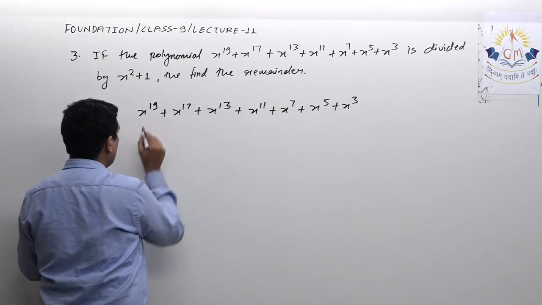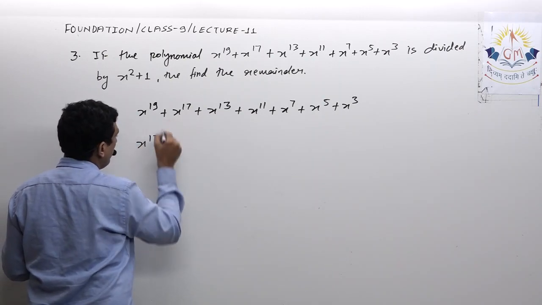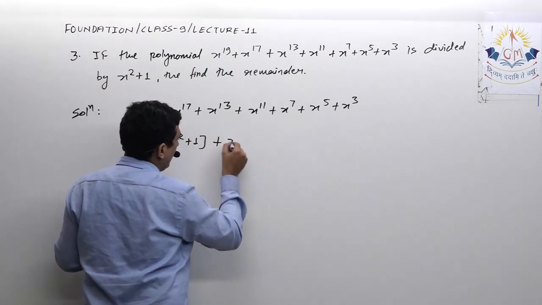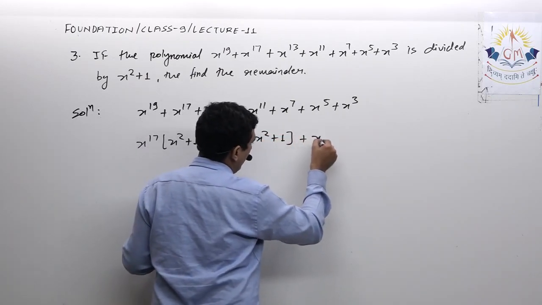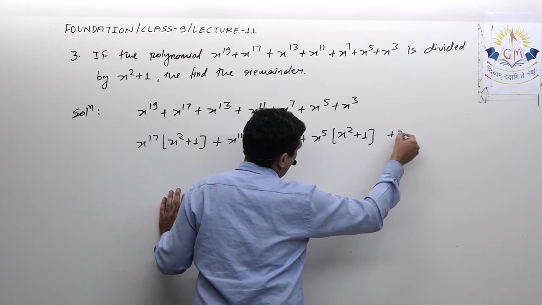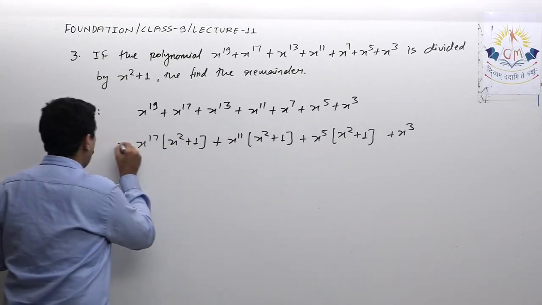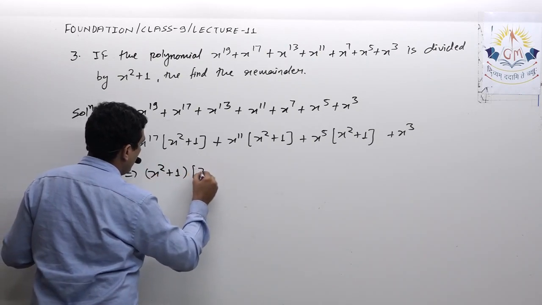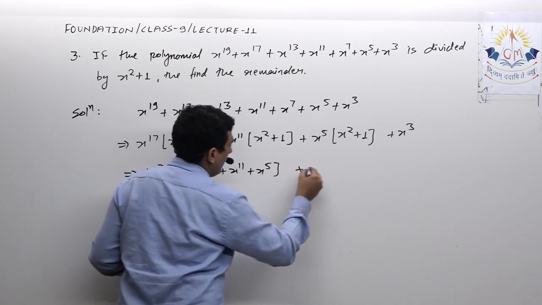So let me write this in a little bit different way. See, if I take x raised to 17 common from these two, I'll get x square plus 1. Similarly, from these two, if I take x raised to 11 common, I will get x square plus 1. Similarly, from this, if I take x raised to 5 common, I will get x square plus 1, and this x cube remains as it is. Now from these first, second and third, if I take x square plus 1 common, what will I get? x raised to 17 plus x raised to 11 plus x raised to 5, plus x cube.